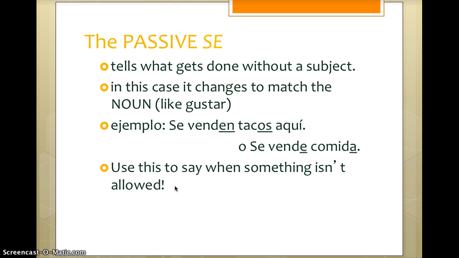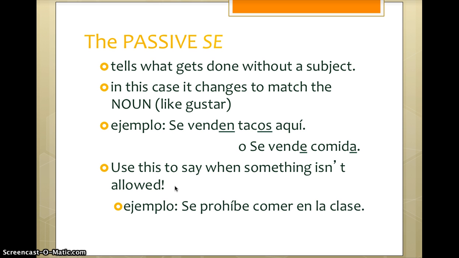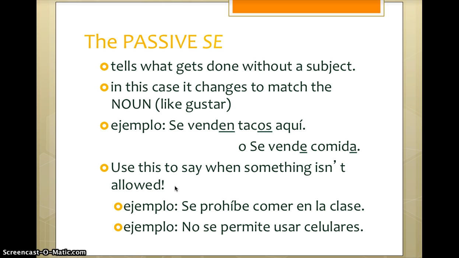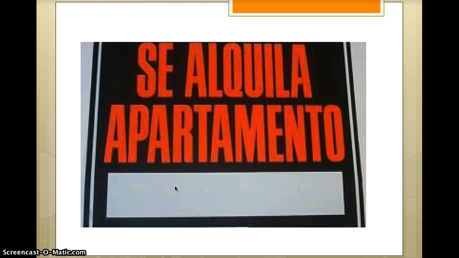We also use this a lot to say when something isn't allowed. Se prohíbe comer en la clase. It is prohibited to eat in the class. It's passive because it doesn't say who does it. It's just no one's allowed to do it. Se permite usar celulares. O no se permite usar celulares. You are not allowed to use cell phones. Again, it says it without saying who does it. The subject is implied. Whoever's in the room is not allowed to use cell phones.